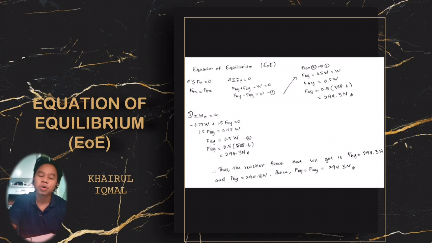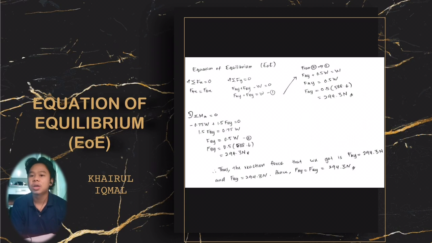Next, for the equation of equilibrium, EOE, we use sum Fx equal to 0. We got AX equal to BX. Next we use sum Fy equal to 0, and we got the first equation, which is W equal to FAY plus FBY.